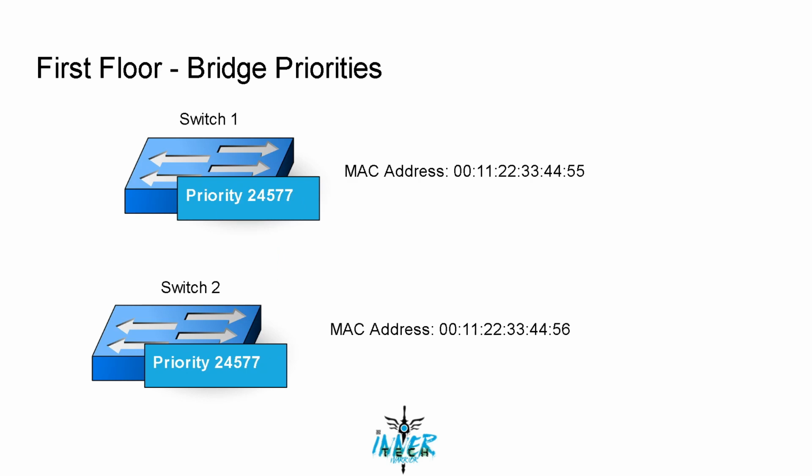Also, if two switches share the same priority, the one with the lowest MAC address would become the root. For example, if two switches have the same priority value and their MAC addresses are 00:11:22:33:45:55 and 00:11:22:33:44:56, the switch with the MAC address ending in 55 will become the root bridge because its MAC address has a smaller numerical value.